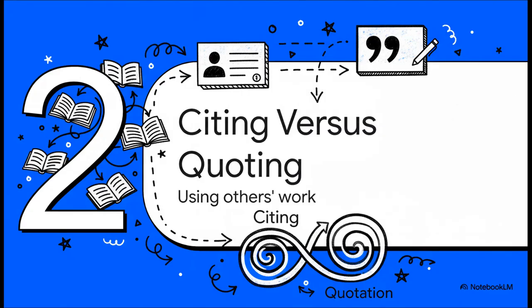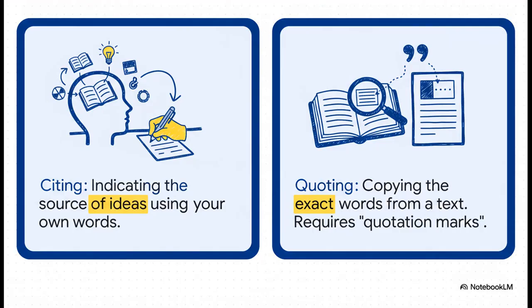Now that we know why we cite, let's look at how to do it the right way. And a big part of that is understanding the very important difference between citing and quoting. This is a really crucial distinction. When you cite something, you're taking an idea and explaining it in your own words. You're summarizing it. You still have to name your source, of course, but when you quote, you're copying the author's exact words. These words must go inside quotation marks, and you also need to include a citation.